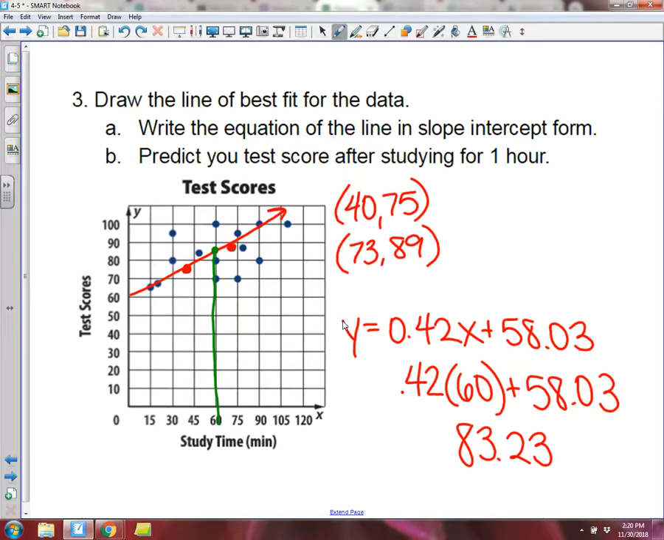Fair enough? Question for you. According to your equation, what would you get on this test if you didn't study at all? No. You would get 58.3 according to this equation. If I put a 0 in here for studying, it would be 58.3. Does everybody see that?